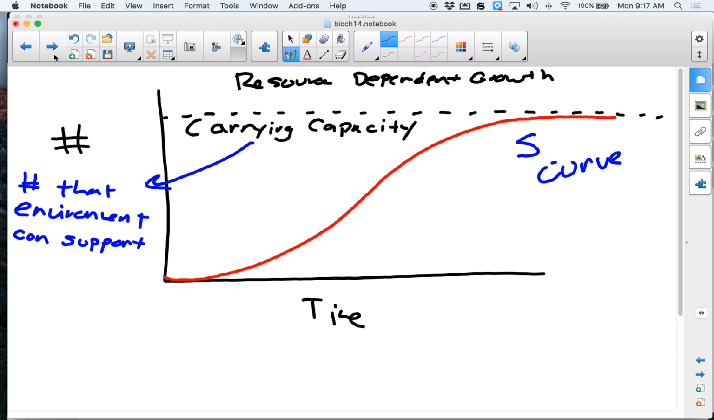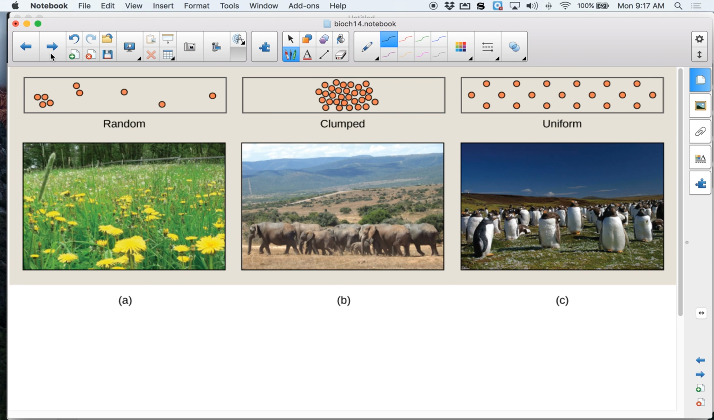Right. All right, let's look at the different dispersions, and then we'll be done. We'll have to watch the videos tomorrow. There's three main different types of dispersions. Okay, there's random, clumped, and uniform. So if we look through an environment and we see there's really no rhyme or reason to where we find organisms, they're just kind of all over the place, that would indicate a random dispersion.